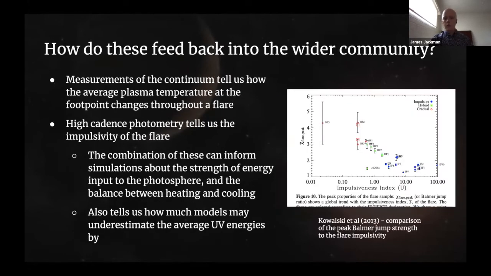So there we are. High cadence photometry tells us about the impulsivity of the flare and the balance between heating and cooling, and how much models might underestimate average UV energies by.